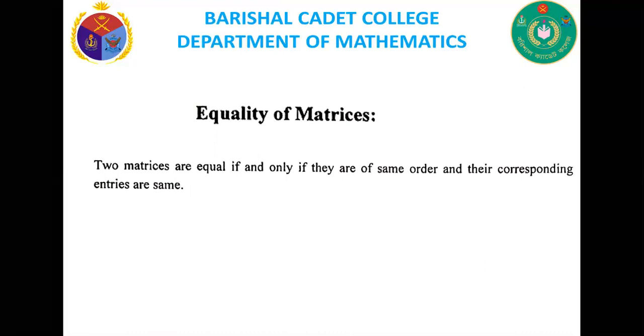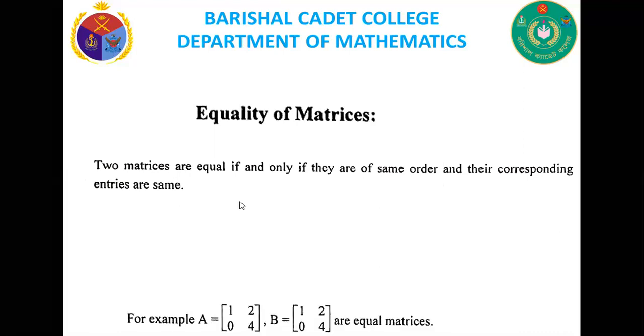Two matrices are equal if and only if they are of the same order and their corresponding entries are the same. So two matrices, this is the new thing. You can easily say two numbers are equal or not, but two matrices are called equal if and only if they are of the same order and their corresponding entries are the same.